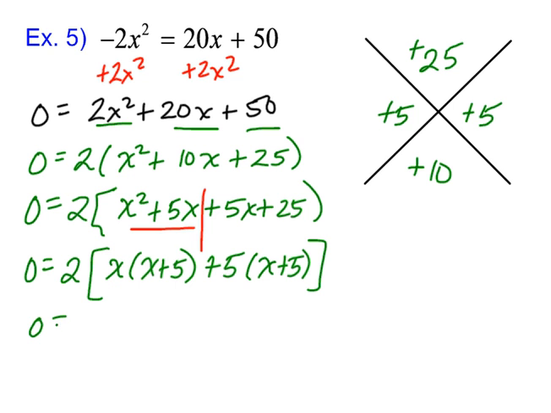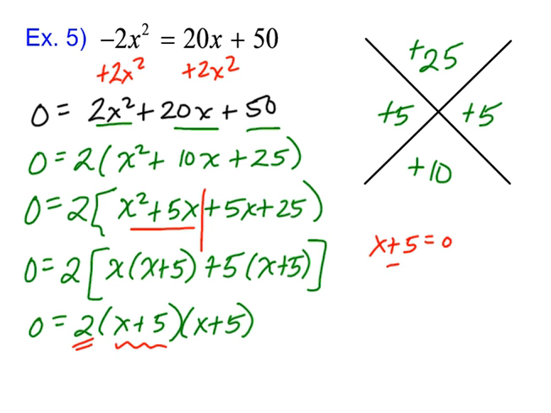And we see that our two binomials are the same. We're going to have x plus 5, I'm going to use parentheses there, I apologize, x plus 5 times x plus 5. Well, when we take a look at factoring, we don't have to factor the 2 because 0 doesn't equal 2, so that's not going to help us. The only one we have to worry about is this one, so x plus 5 equals 0. We subtract 5 from both sides and find out x equals negative 5.